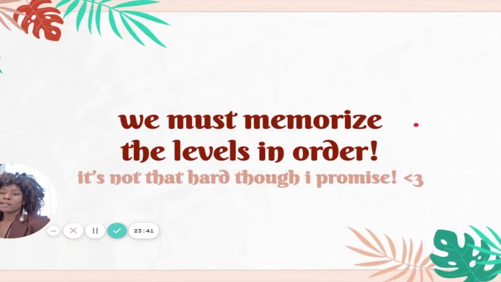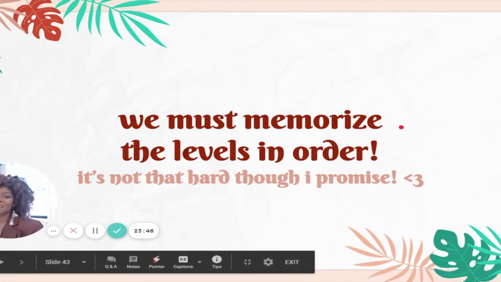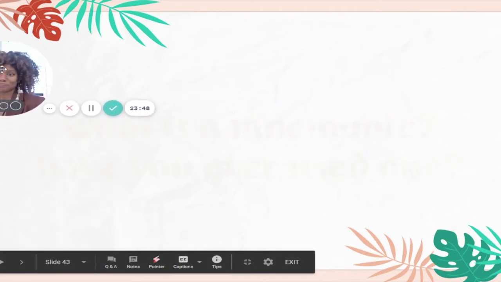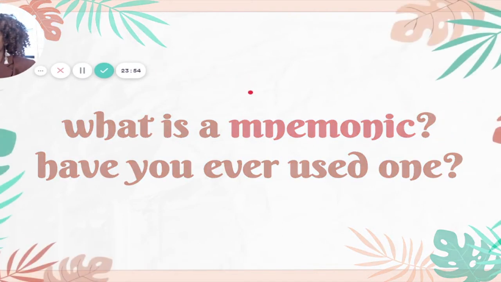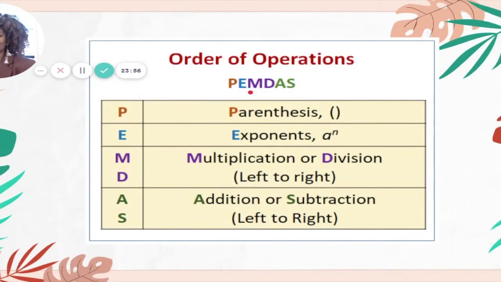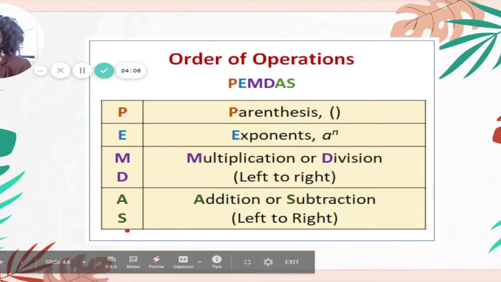Okay. Unfortunately, we must memorize the levels in order, but it's really not that hard. We're gonna use this thing called a mnemonic. Have you ever used a mnemonic? Take the order of operations, PEMDAS. You probably know PEMDAS, whatever you call it. In math: parentheses, exponents, multiplication or division, addition, subtraction from left to right.